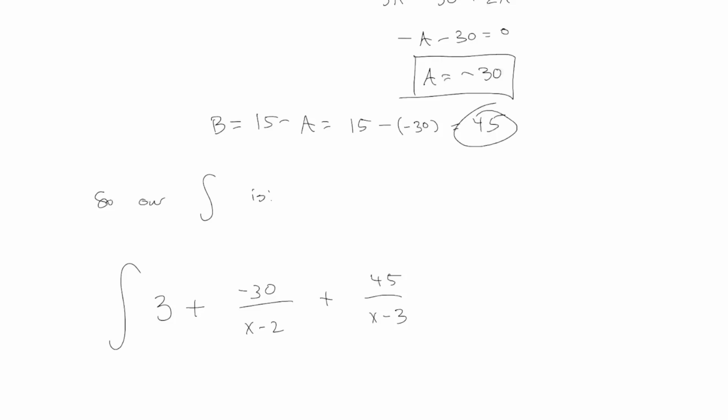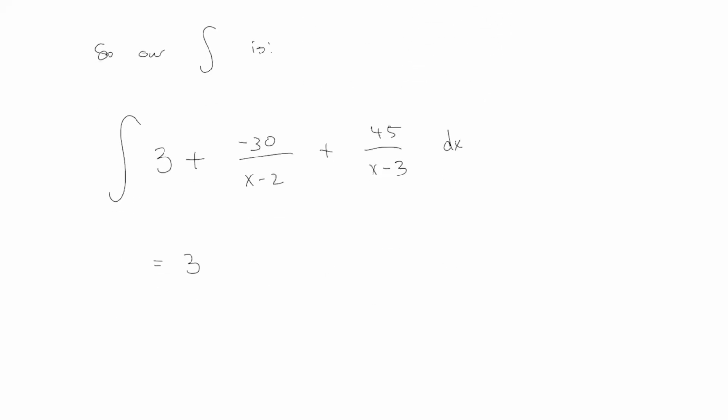And now this is very convenient for doing the integral across each term. I have three parts, I should say dx. I have three things there, and then you just do the integral each time. So the integral of 3 is 3x plus the integral of that fraction, negative 30. I will factor out the minus 30, and then what remains gives me ln|x minus 2|. This is always how these go. After doing the partial fractions, you get a bunch of ln's added together. And then the last one is 45 ln|x minus 3| plus c. That's it.